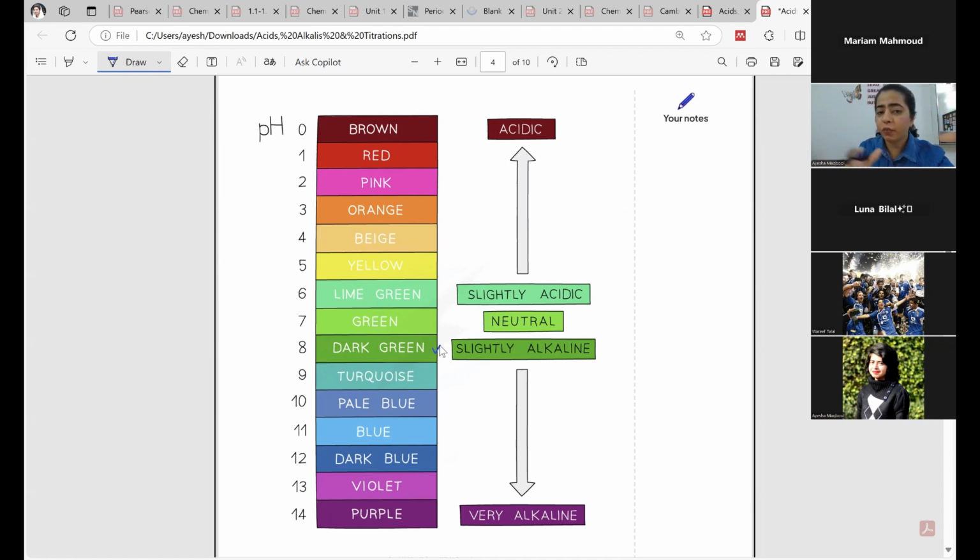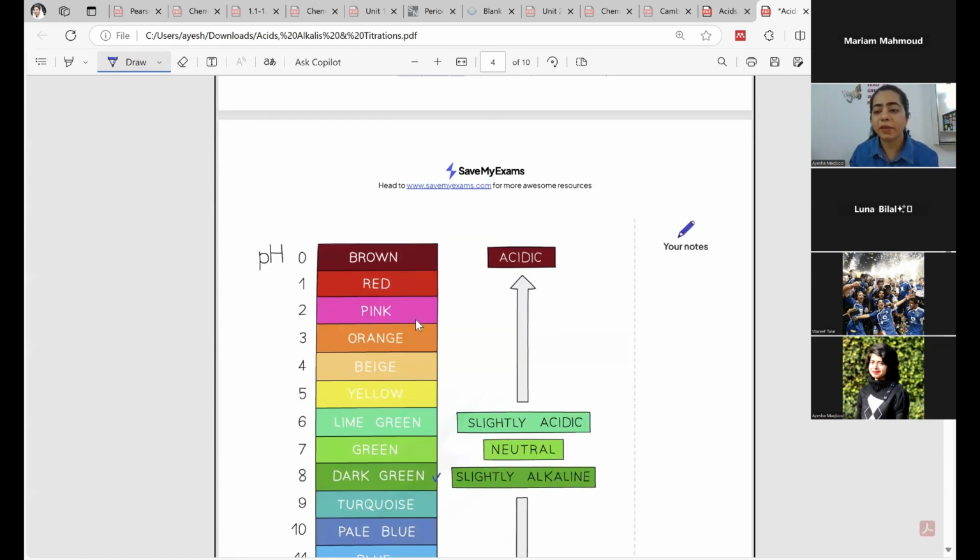Why? Because the water that we drink most of the time is slightly alkaline. It's a little alkaline solution, not exactly neutral. So you may get a pH more than 7, near to 8. So like this, the universal indicator is telling us a wide range of pH values.